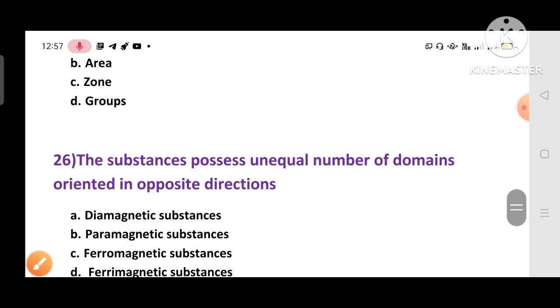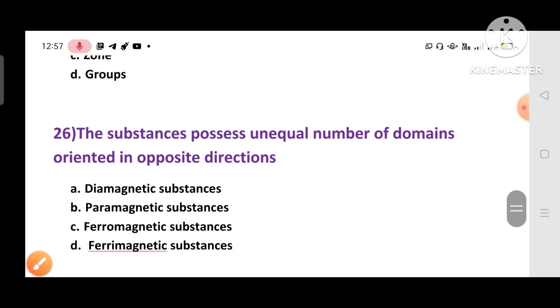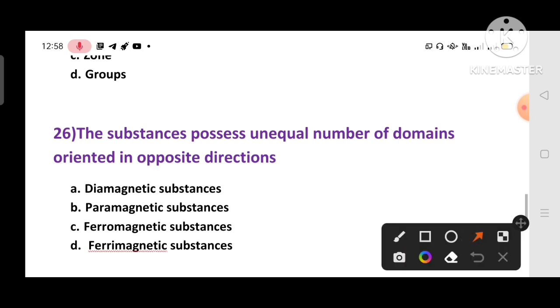Next question. The substances possess unequal number of domains oriented in opposite direction. Option A, diamagnetic substances. Option B, paramagnetic substances. Option C, ferromagnetic substances. Option D, ferrimagnetic substances. And the right answer is option D, ferrimagnetic substances.